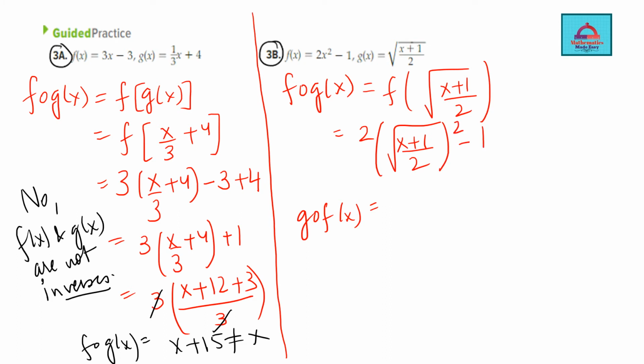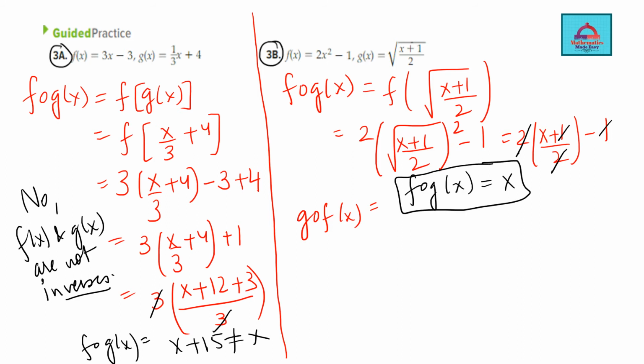Now there is a square root and a square, so the root will go, and it is 2 times (x + 1)/2 minus 1. Now something is going to cancel: x plus 1 minus 1 will cancel, so only x is left. So we have got f∘g(x) equal to x. This is true. Let's now find g of f(x).